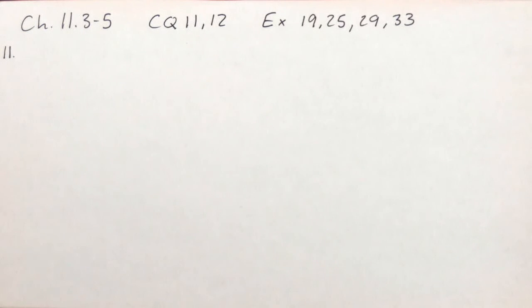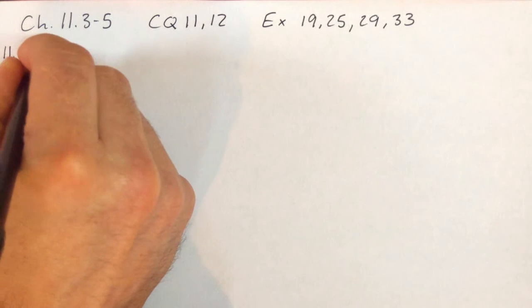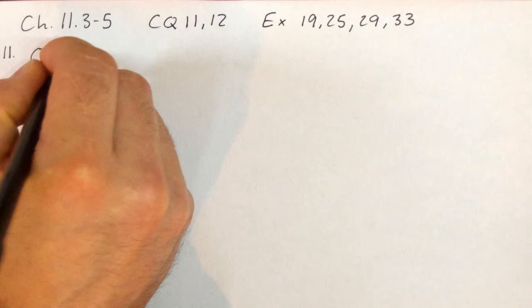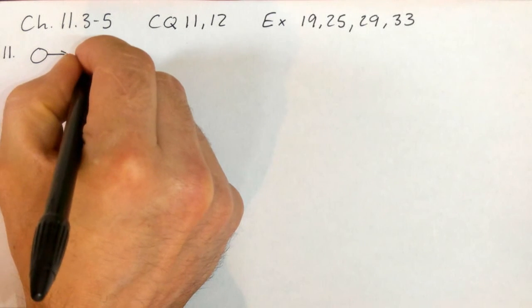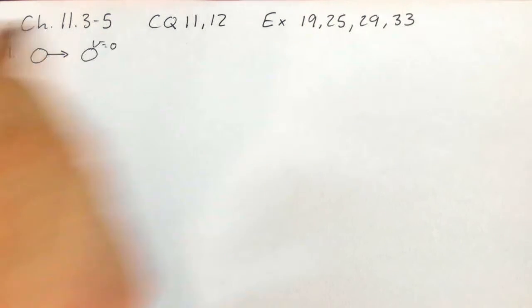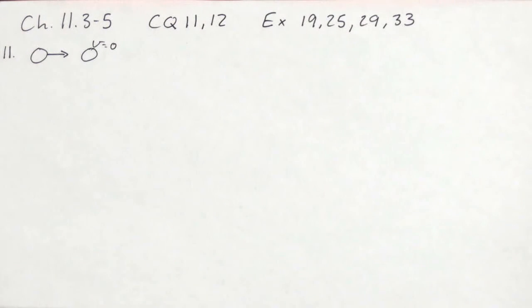Okay, for this problem, we have a ball or an object that's moving with some speed, and it collides with another object whose speed is 0. And the first question is, is it possible for both objects to have 0 speed after this collision?